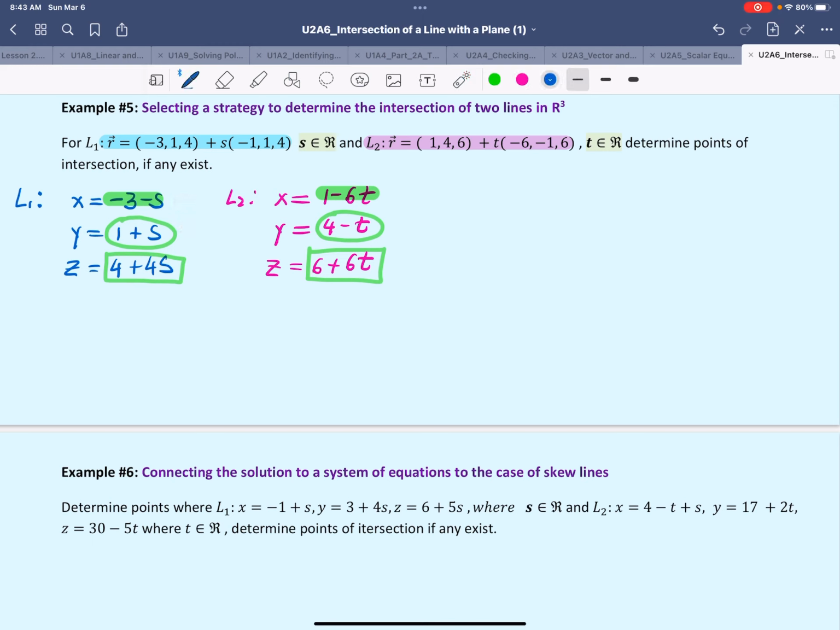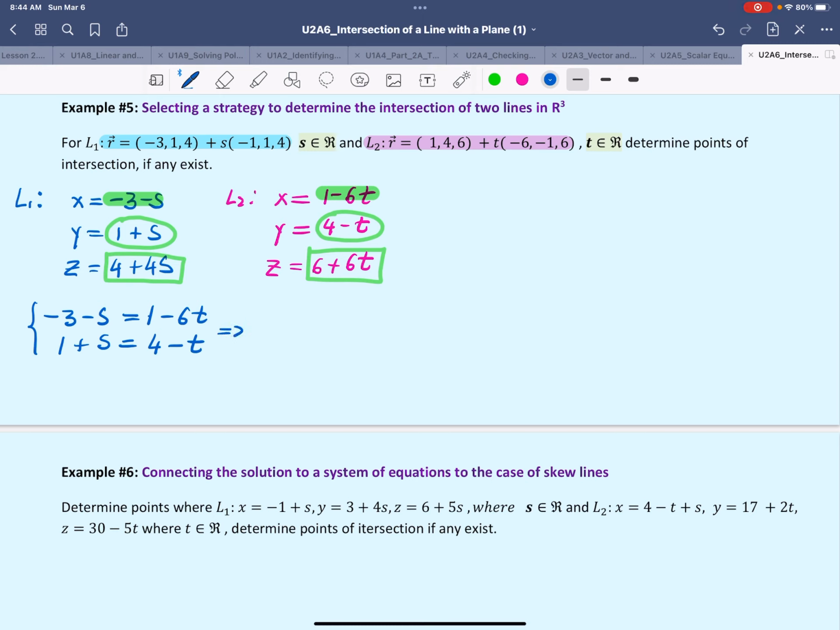So I'm going to choose to use the x and the y coordinates for it. So the x coordinates must be the same for both lines. So that creates the equation -3 minus s equals 1 minus 6t. Next, I'm going to use the y coordinates, but remember that we can use again any set of coordinates, right? As we said. So we have 1 plus s equals 4 minus t. So we'll simplify each equation.